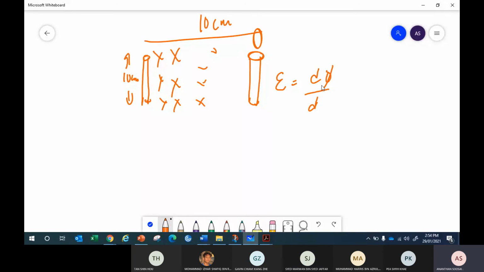So flux change over the time, right? Let's say it moves for a time of 0.5 seconds. So you put down here 0.5 seconds. Flux is B dot A. Okay, which area are you going to put?